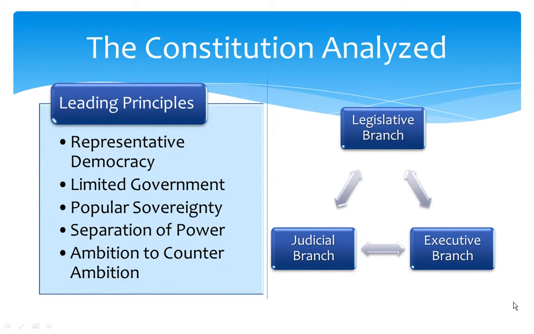Now last is ambition to counter ambition. What is an ambitious person? Okay, if somebody's ambitious, what do they want? Okay, they have their goals. And most likely, what will they do to accomplish their goals? Typically anything. Now, what's the number one way that you counter an ambitious person? Put them in a room with 434 other equally ambitious people.